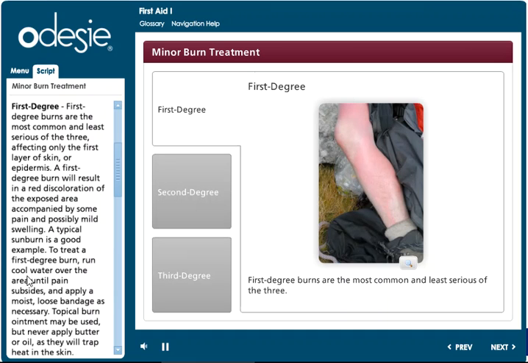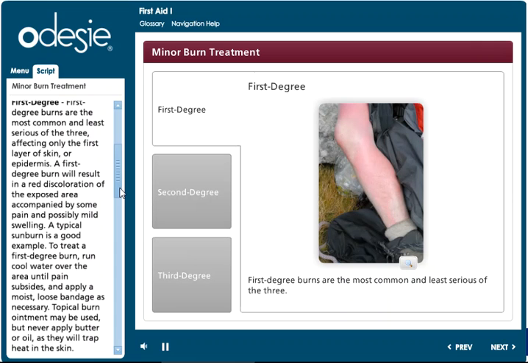To treat a first-degree burn, run cool water over the area until pain subsides, and apply a moist, loose bandage as necessary. Topical burn ointment may be used, but never apply butter or oil, as they will trap heat in the skin.